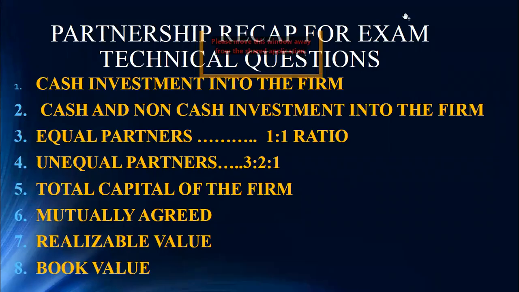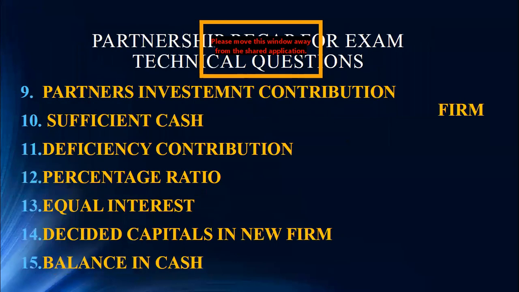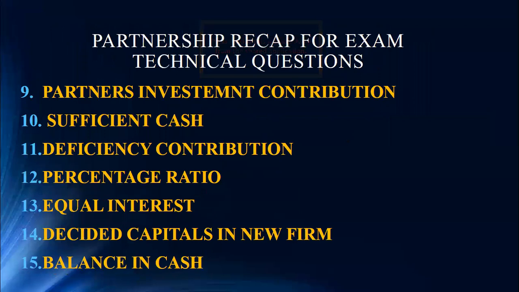Here you can see we have a partnership recap for exam technical questions. We have 15 types. On the screen you can see we have cash investment to the firm, cash and non-cash investment to the firm, equal partners, unequal partners, total capital of the firm, mutually agreed, then realizable value and book values. Partners investment contribution, sufficient cash, deficiency contribution, percentage ratio, equal interest, decided capitals in new firm, and balance in cash. These are the 15 ways by which you can solve your partnership formation questions.